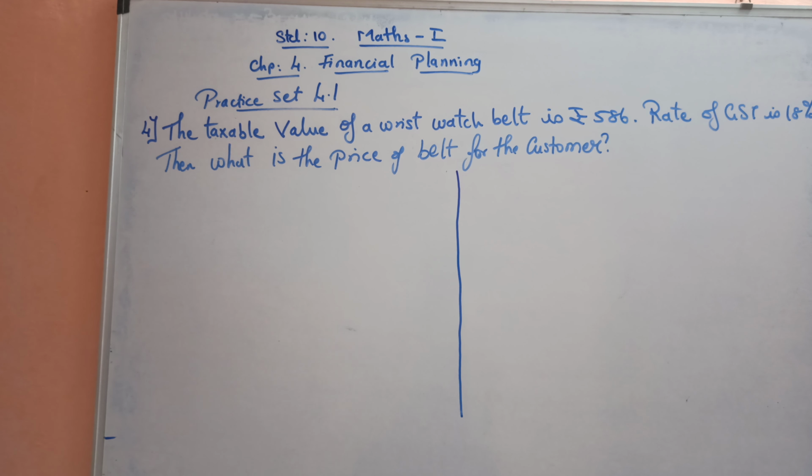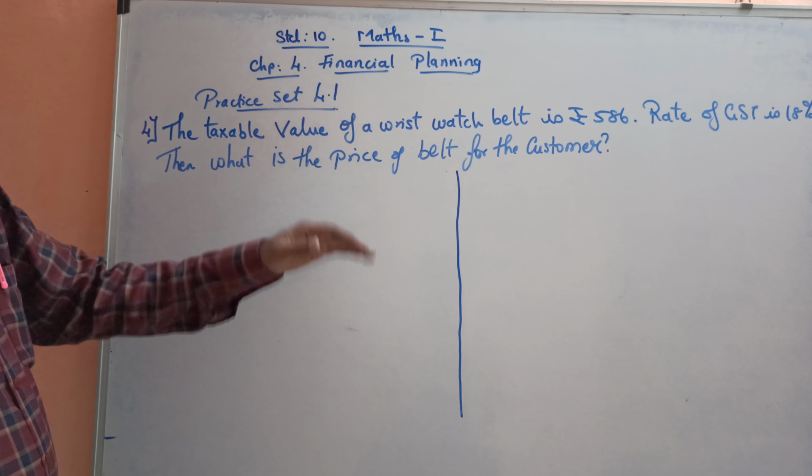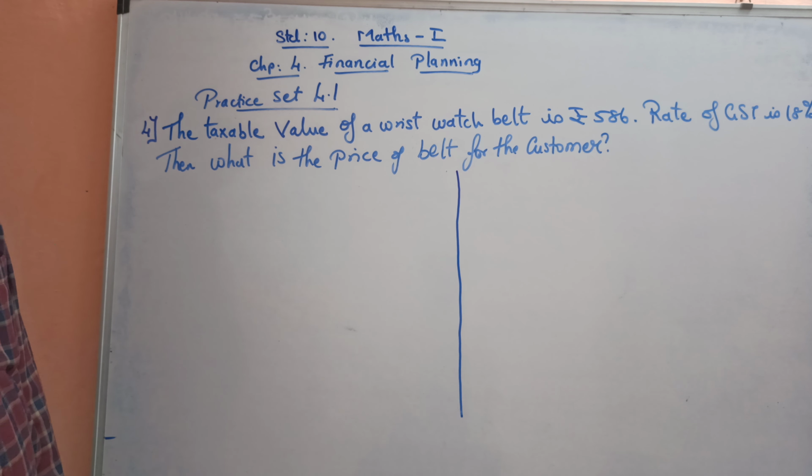Continue with question number 4. The taxable value of a wristwatch belt. यहाँ पे क्या किया है? Wristwatch belt has been purchased is rupees 586. Wristwatch 586 का. Rate of GST is 18%. GST, it has not been bifurcated as state or central. It is a complete GST, that is 18%. Now if we bifurcate it, it becomes 9 plus 9%.